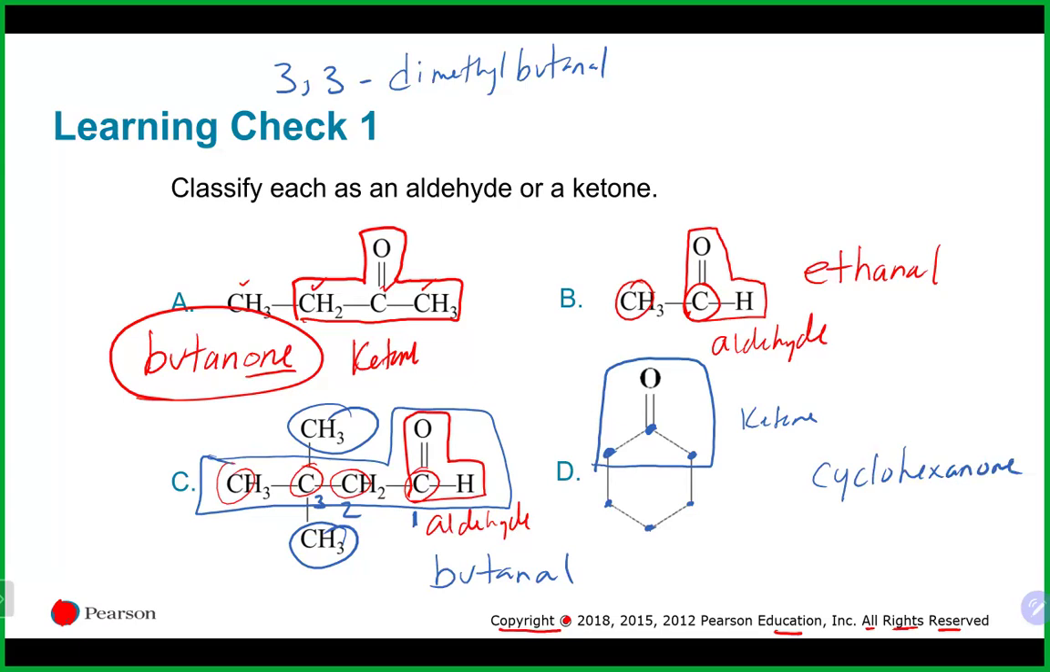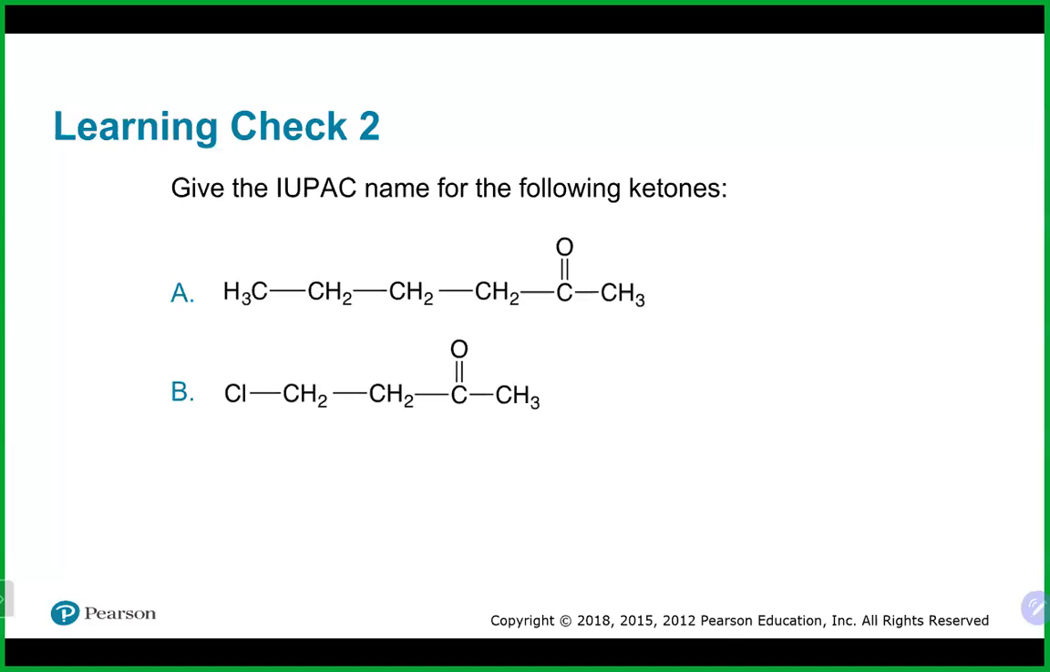Again, no need for the numbering of it in a ring structure like this. Though it would be carbon number 1 if you had something else attached to the ring, right? And that's how you would number. Any questions on the identification or names? Okay. All right. Okay, so let's take a look.